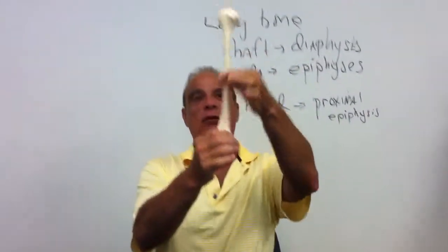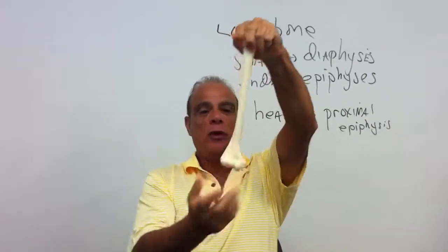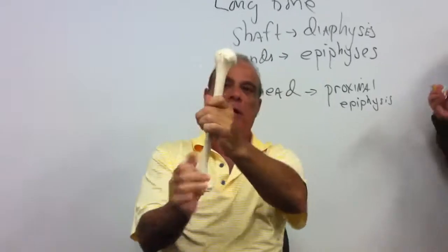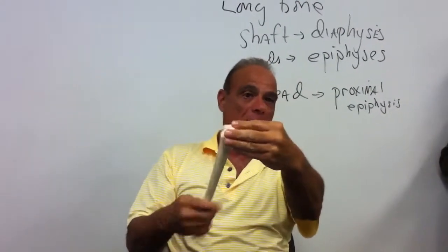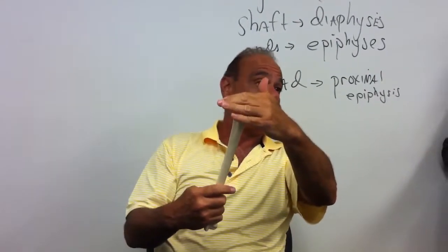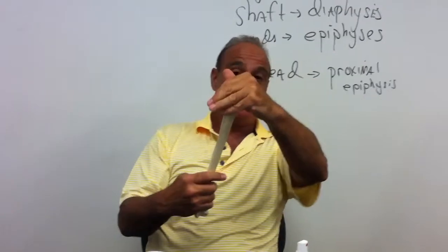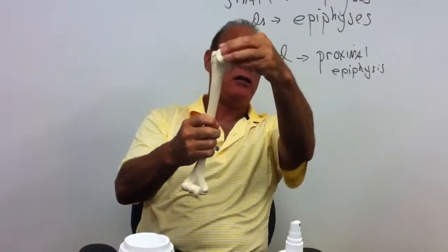This is the shaft or the diaphysis of your humerus, right there. This is one end, this is the other end. This round prominence is the head of the humerus. Hence, this is the epiphysis that's proximal. This is the proximal epiphysis, and this is the distal epiphysis of the humerus, because it has the head here.